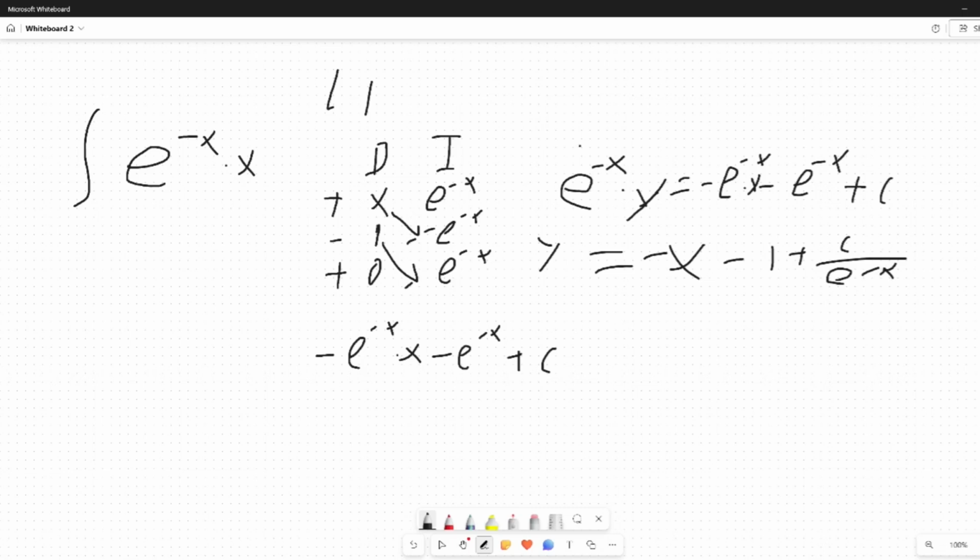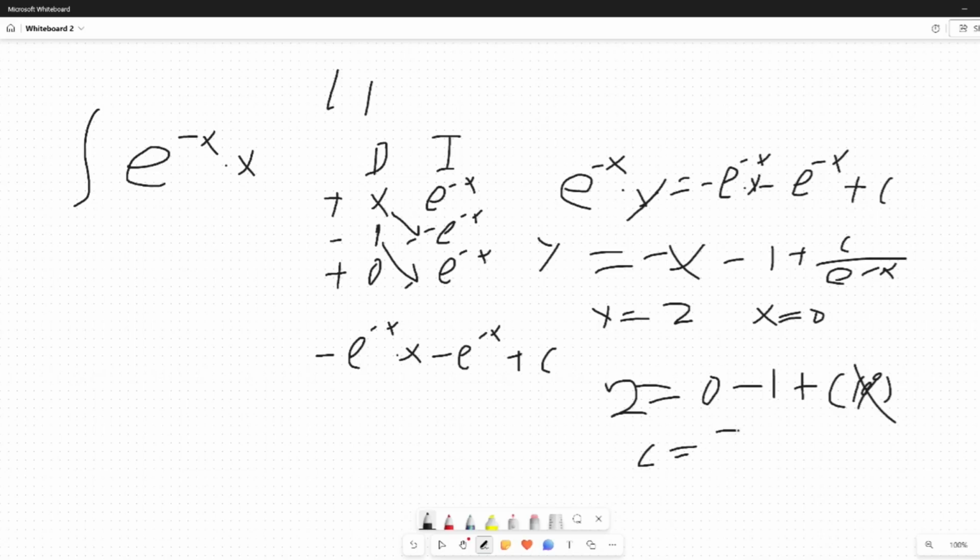Alright, so now we can try to find the c. It is given that y equals 2 and x equals 0. So that is perfect because we can plug this right in. So 2 equals 0 minus 1 plus c times e to the power of 0. So this will be 1. We cancel that out. And now we're left with c equals 3. And I think we have it. y equals negative x minus 1 plus 3e to the negative x. And that is our answer.